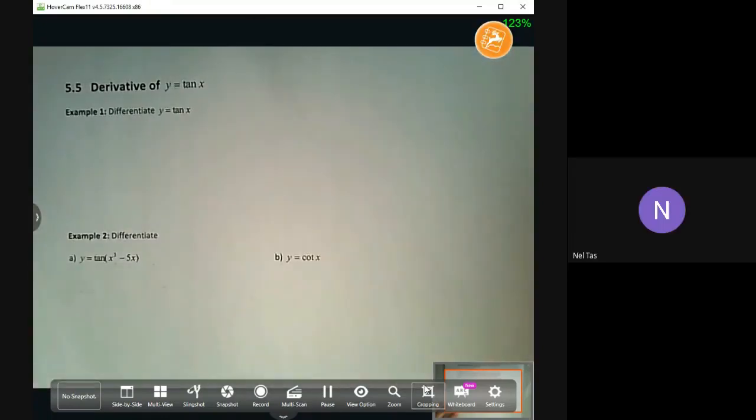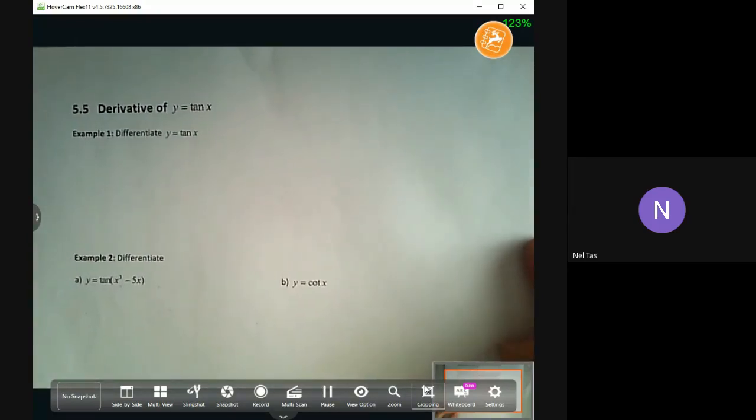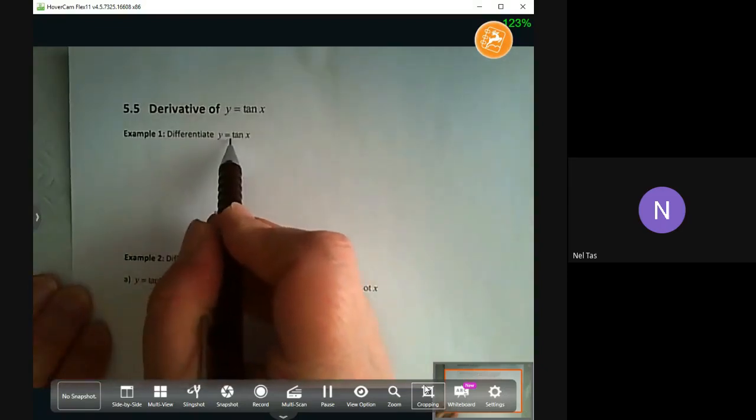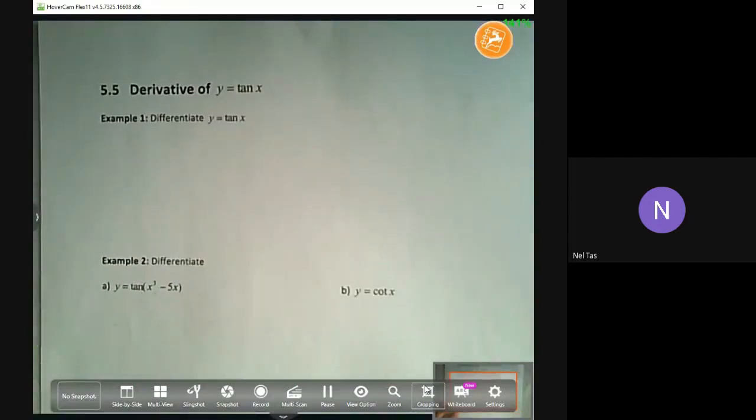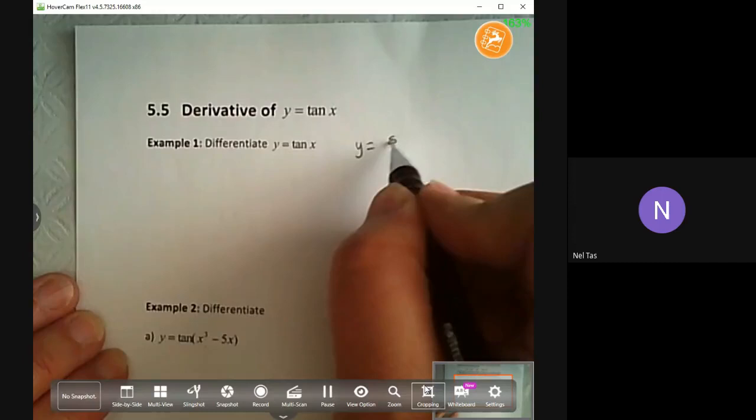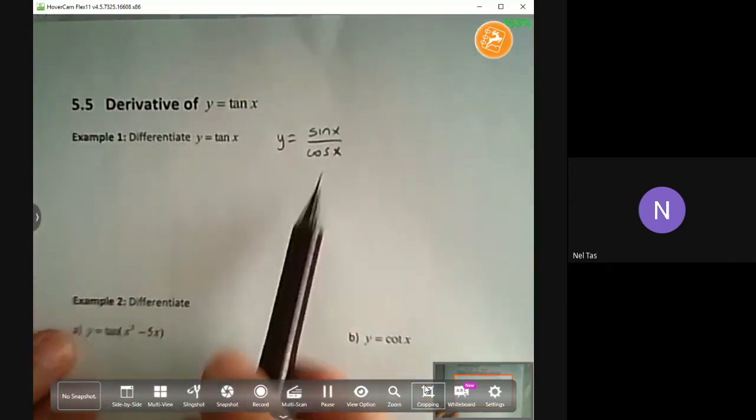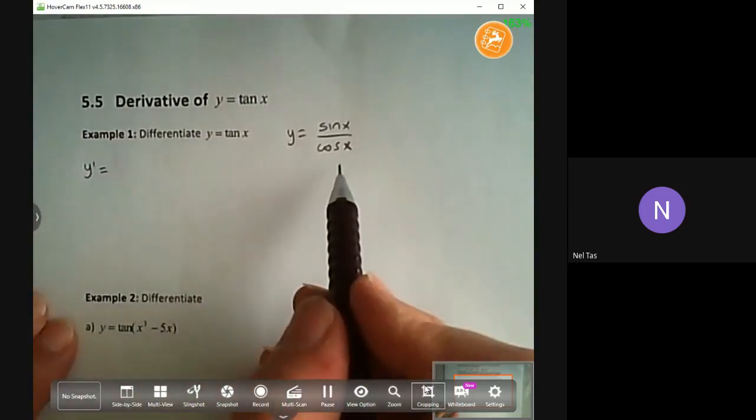All right, so derivative of tangent x. Let's look at example one. We are taking the derivative of y equals tangent x. We can write tangent x as sine x over cos x, and then when we are taking the derivative, we can apply the quotient rule.